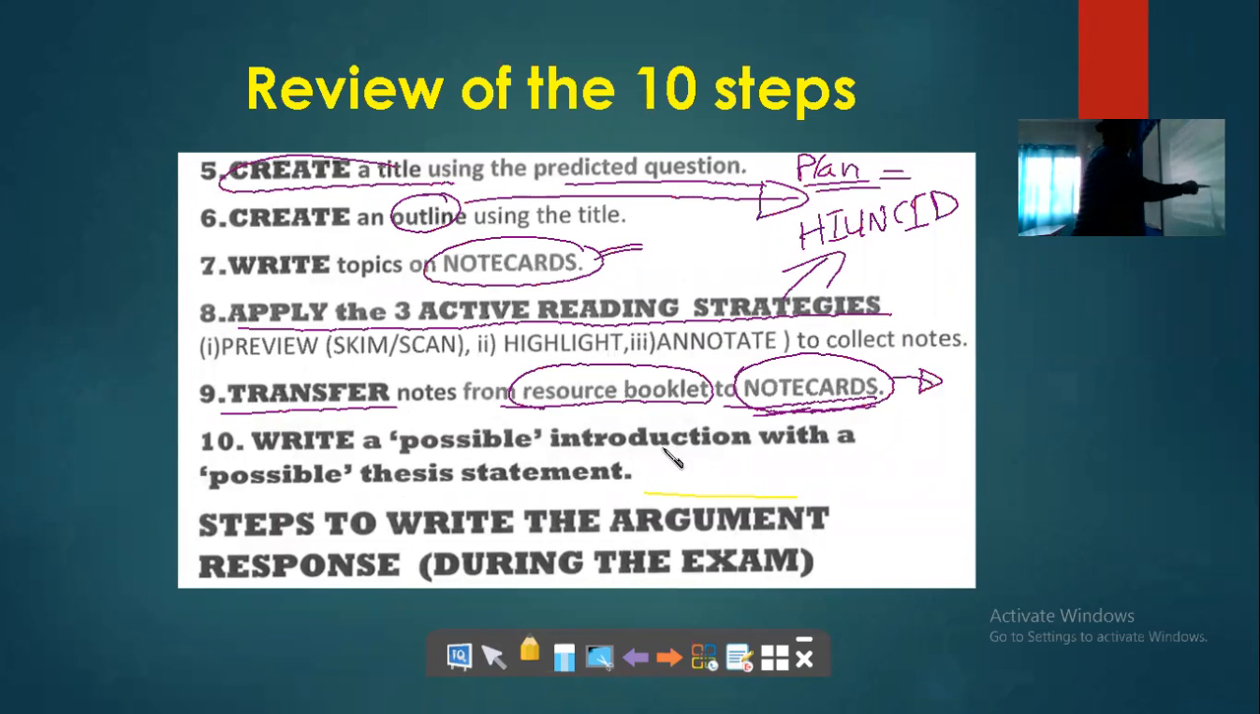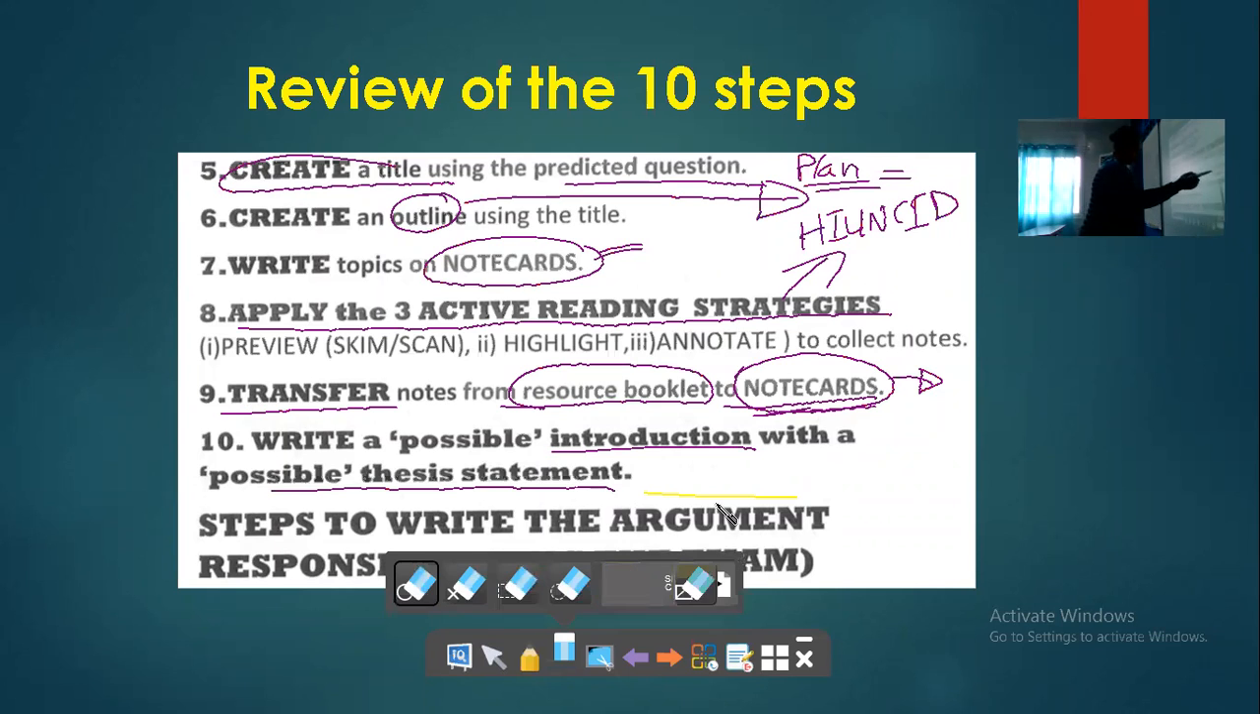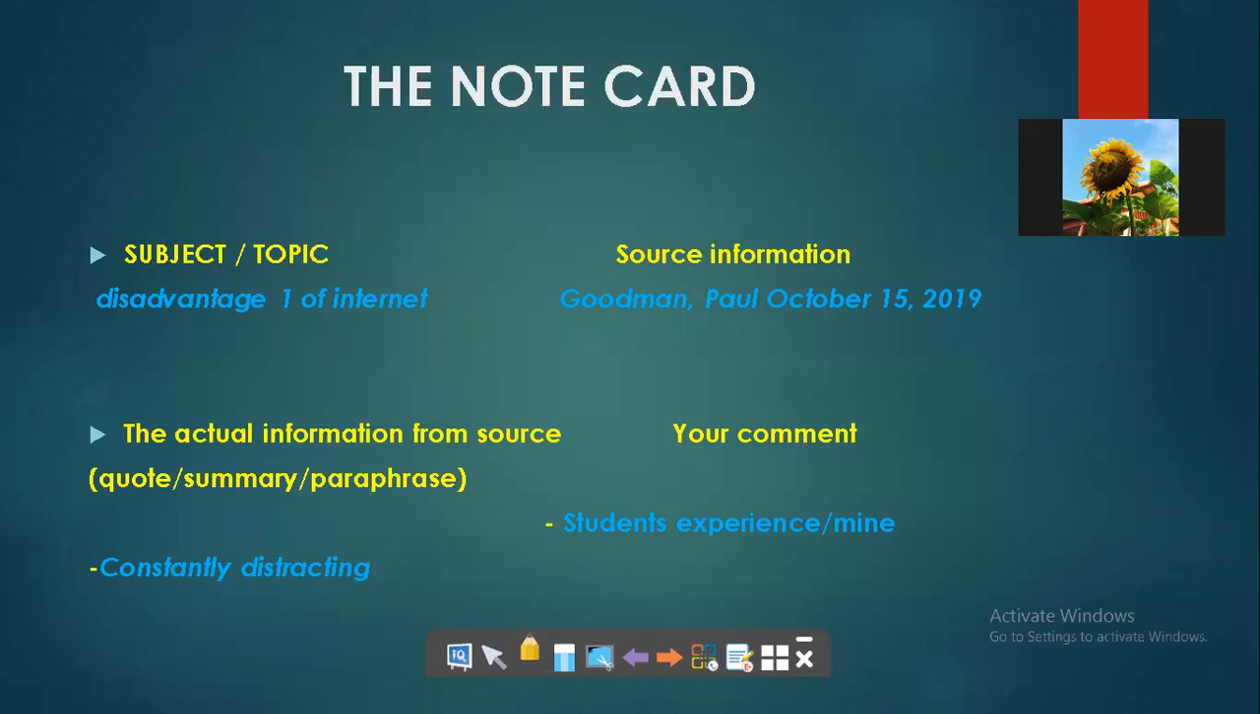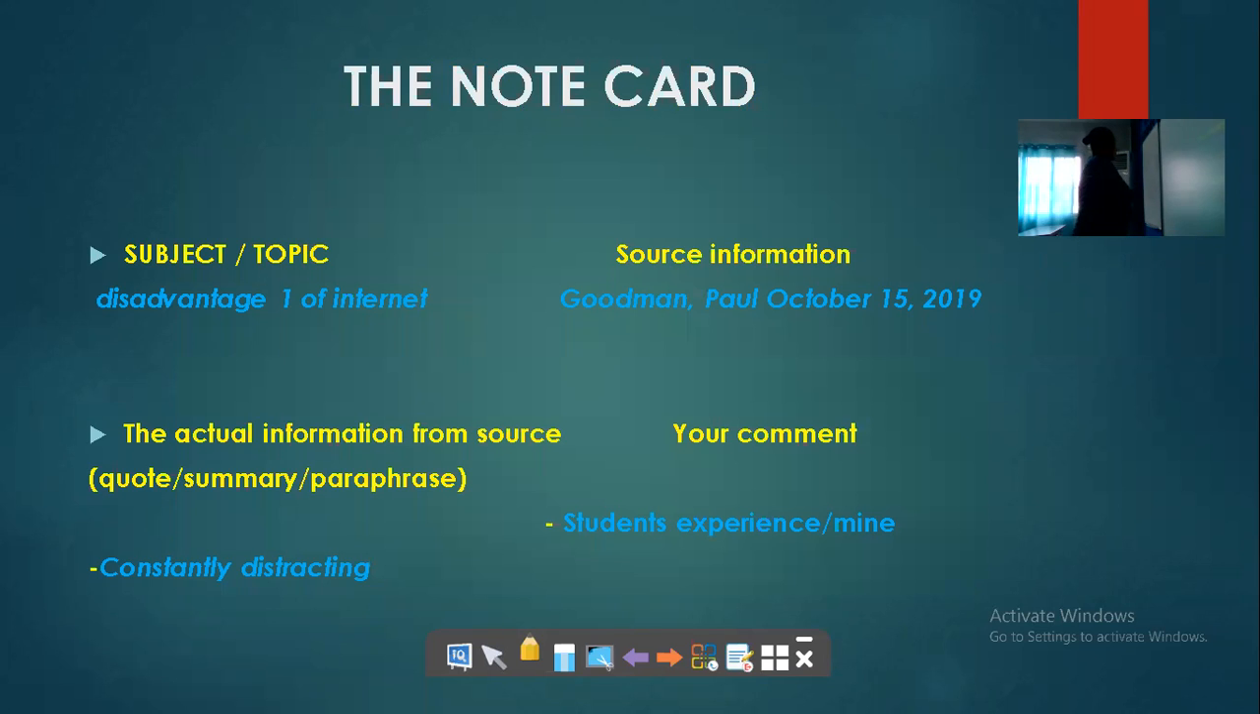Number 10 is writing a possible introduction with a possible thesis statement. All right. So we will have a possible thesis statement and a possible introduction. All right. So that brings me to the end of this one. I'll move on to the next one. The next one is what you should do on your note card.